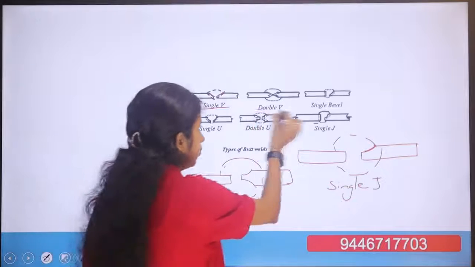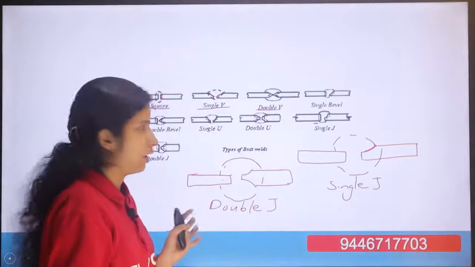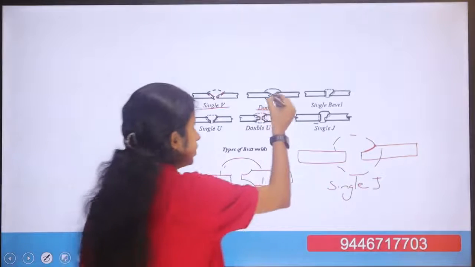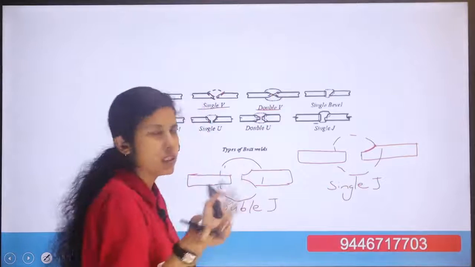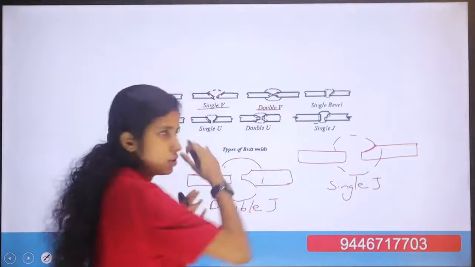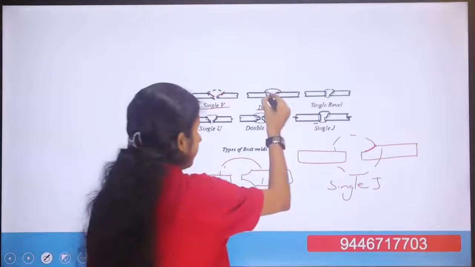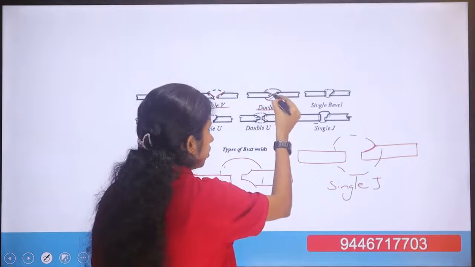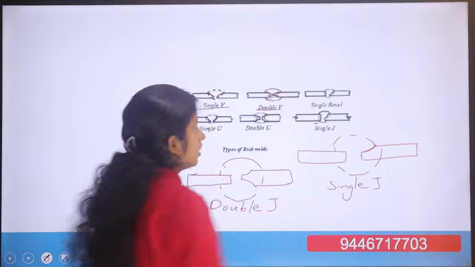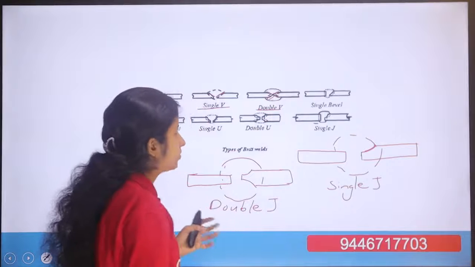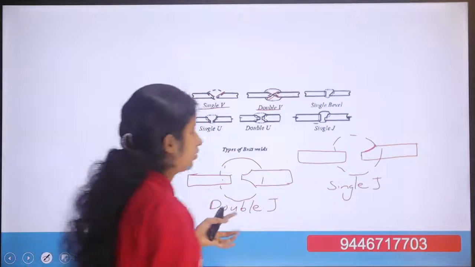And in the double V-shaped butt weld, in the two plates, on the top and the bottom portion, there is a V shape. So that is the double V butt weld.